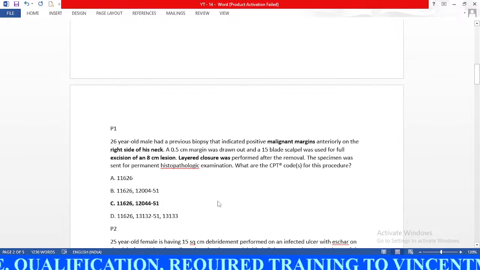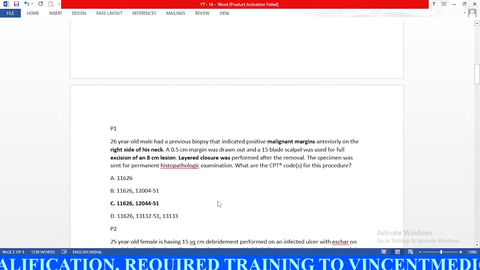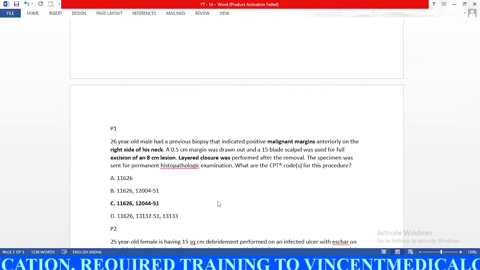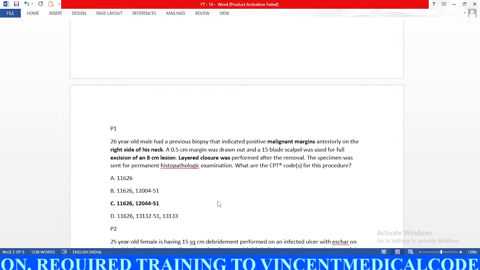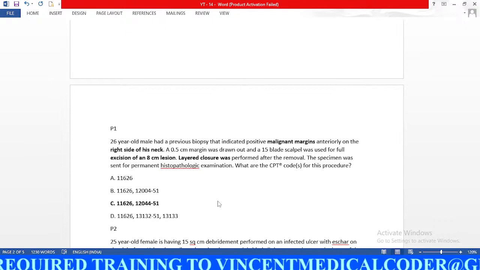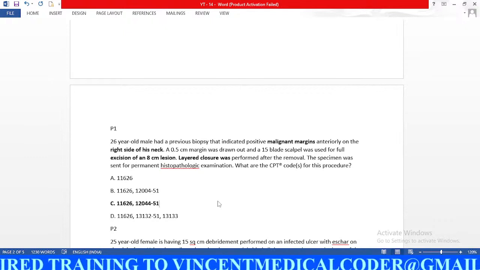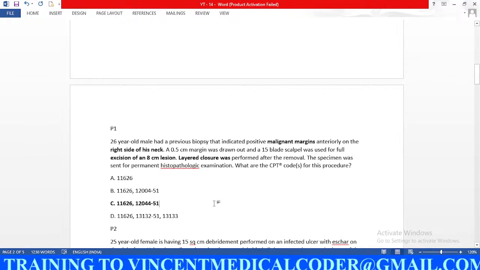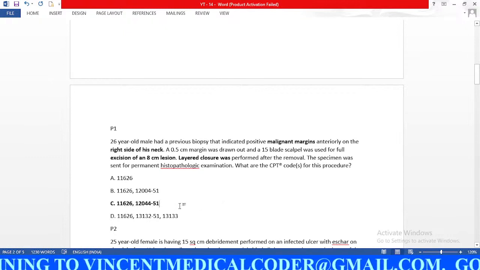You need to remember only one thing. Simple repair is included in the malignant lesion excision. Intermediate and complex repairs are not included in the malignant lesion excision, so we need to code them separately. For that reason, we have coded them separately here.